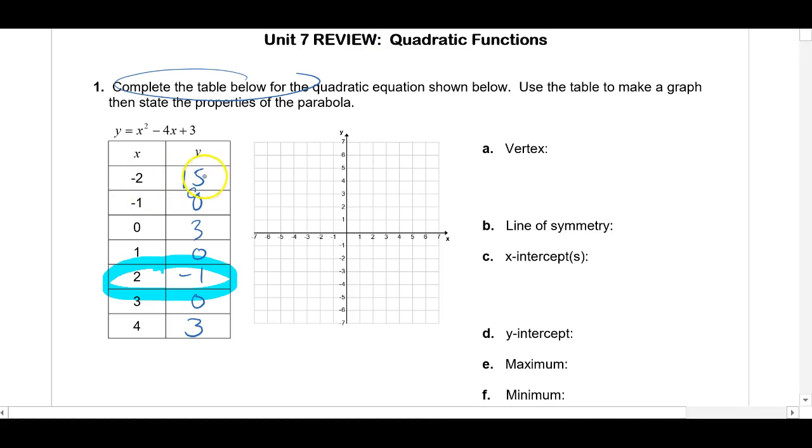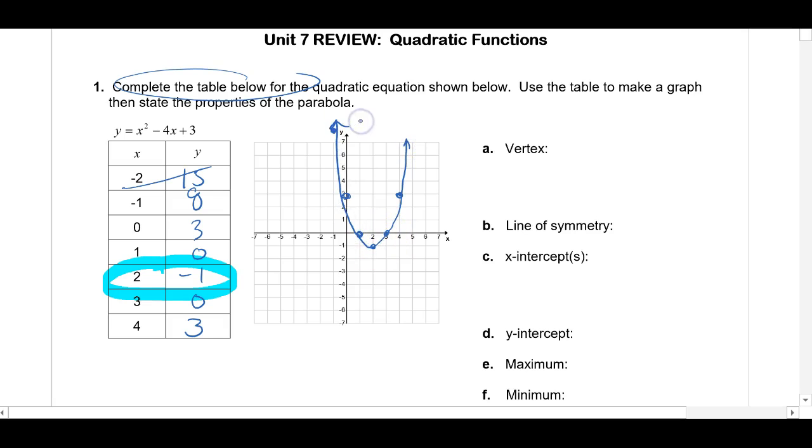Now, first of all, -2 and 15. That doesn't fit on the graph, so don't graph it. Go to the next point. -1 and 8, I could kind of graph it. It's not totally on the graph, but it's not too far from it. Then 0, 3. Then 1 and 0. Then 2 and -1. Then 3 and 0. Then 4 and 3. Okay, then I'll go ahead and make my U.